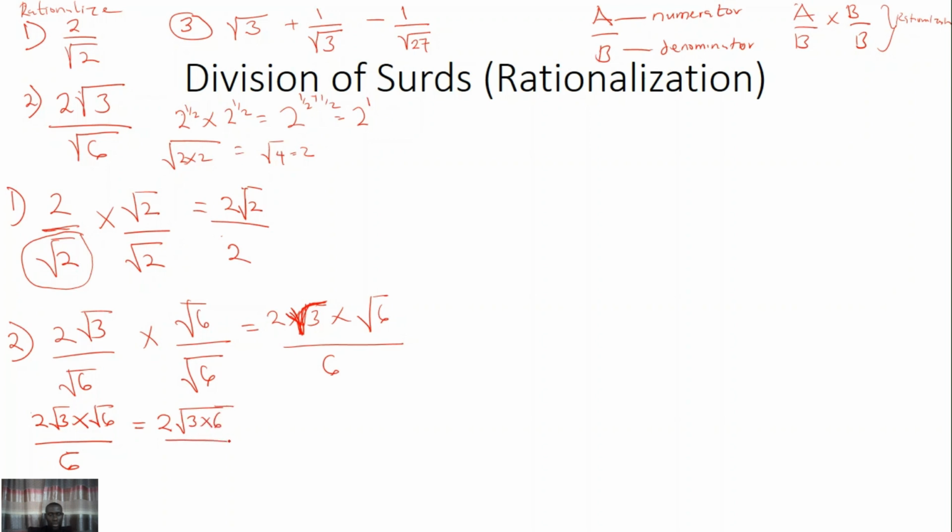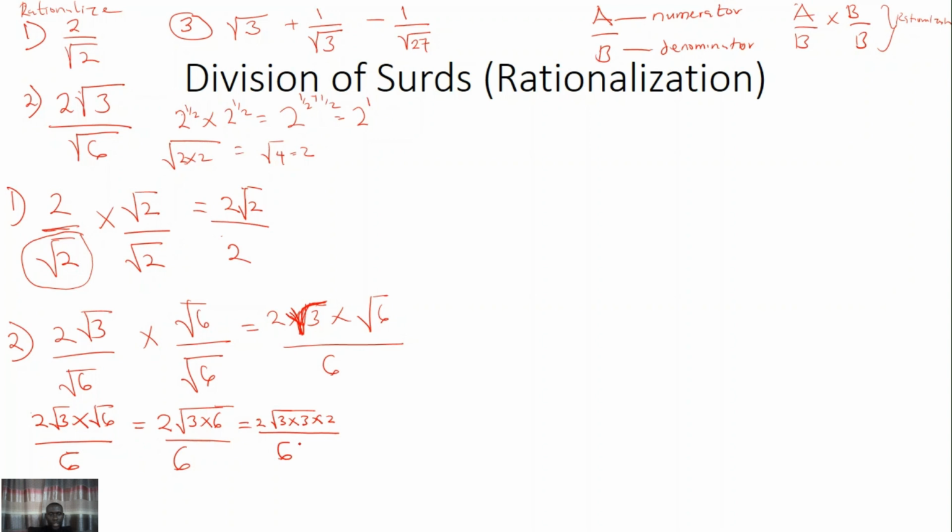Okay? All over 6. Okay? But you know, we can further simplify this to be equals to 2 root 3 times 3 times 2. This 6 has been broken down into 3 times 2, and this will be all over 6.